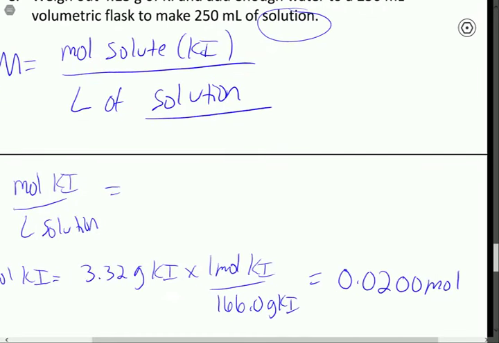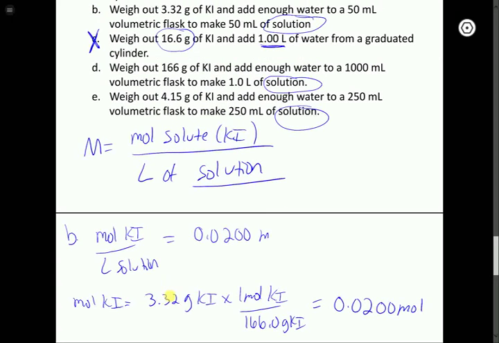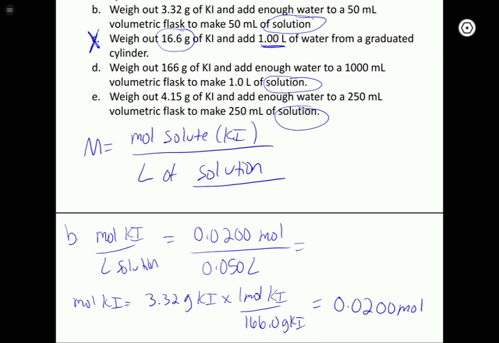So when we divide that by the volume of that solution in that answer choice, alright, so that's 0.0200 moles. And the volume of the solution in choice B is 50 milliliters. So that's going to be 0.050 liters. We move the decimal place over 3. And we can see this is not going to equal 0.1. This is going to be 0.4 molar. Okay, so choice B is out. The concentration of that solution is too high.